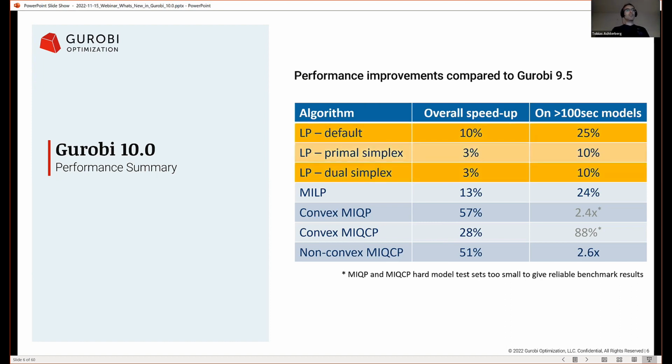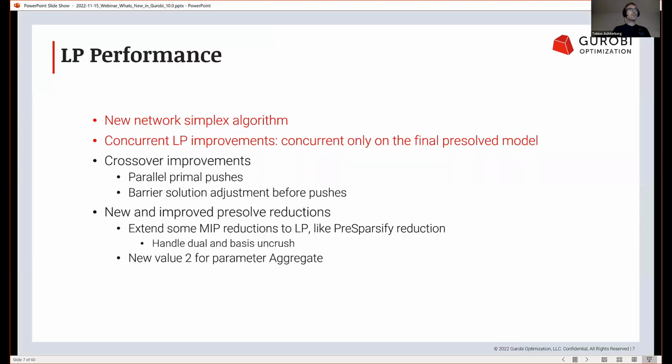Okay, let's start to look at some of the performance improvement features that we got for linear programming. So here is an overview of the ones. I will only talk about the first two listed in red: the new network simplex algorithm and the concurrent LP improvements. But we have also some improvements in crossover, in particular that the primal pushes are now parallelized, and the barrier solution is slightly adjusted before the pushes so that the crossover becomes faster.